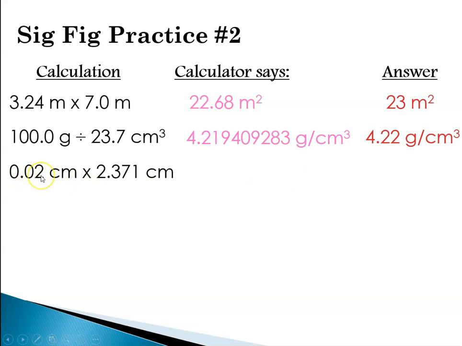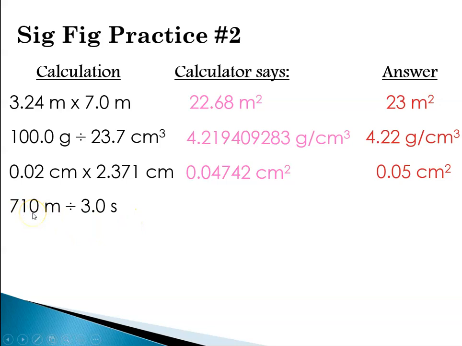Here I have 0.02 times 2.371. Here's what my calculator gives me. This number only has one significant digit because the leading zeros are not significant, and this one has 4. I'm going to have to round to 1. My 4 is followed by a 7. That means I'm going to have to round up, so my answer will be 0.05, and in this case the unit is centimeters squared.